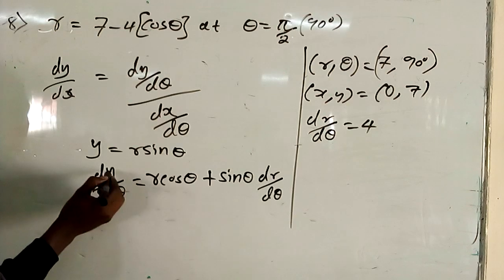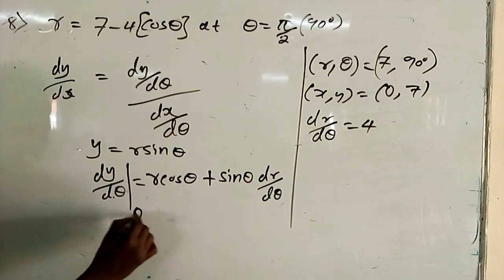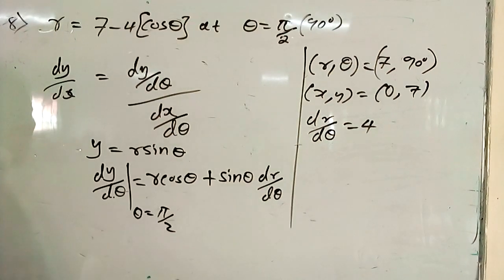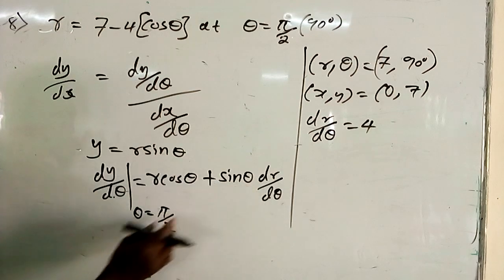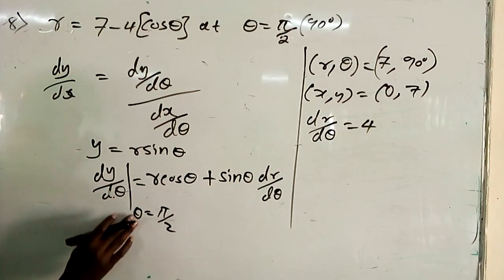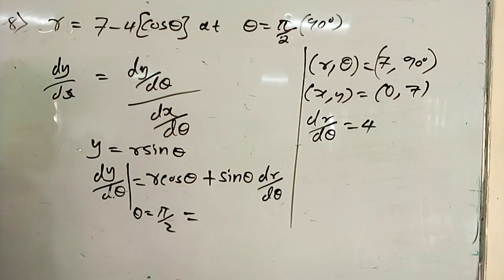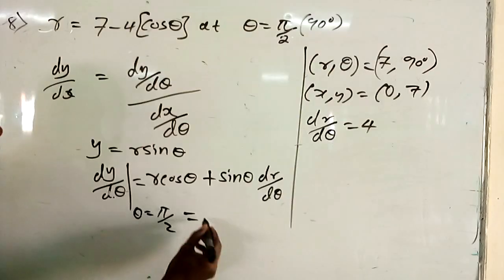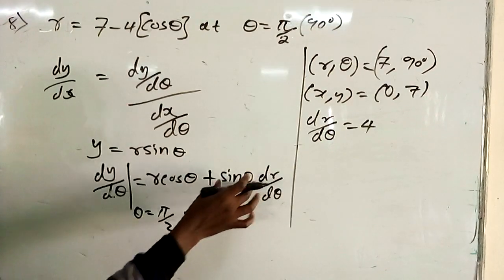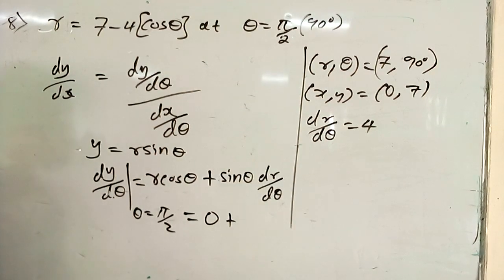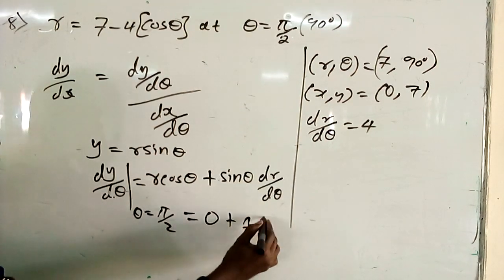But now what do we want? We want dy over d theta when theta is pi over 2 or 90 degrees, isn't it? Are we together? Because that is the point we are dealing with, isn't it? So where there is theta, if you put 90 degrees, what do you get dy over d theta to be? R cos theta, we know, is x, isn't it? R cos theta is x. So what was the x value? 0, plus sine theta, that is sine theta. Our theta is pi over 2 or 90 degrees, isn't it? So sine 90 degrees is 1.